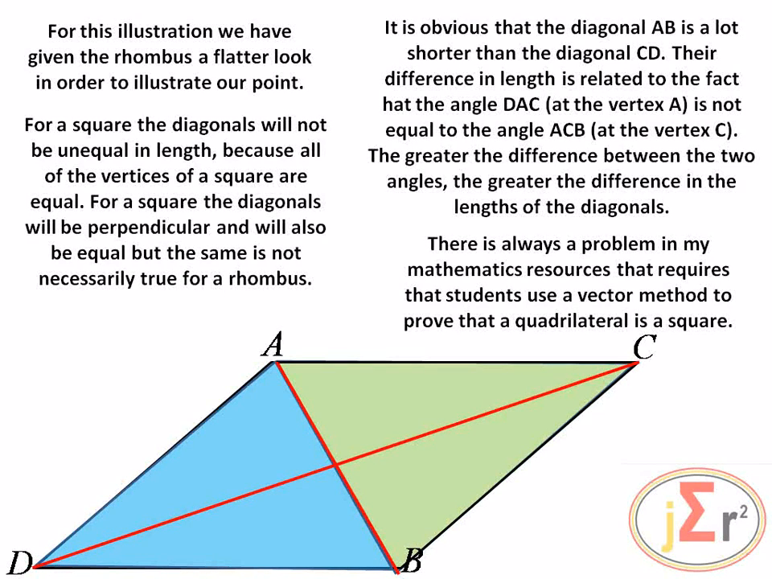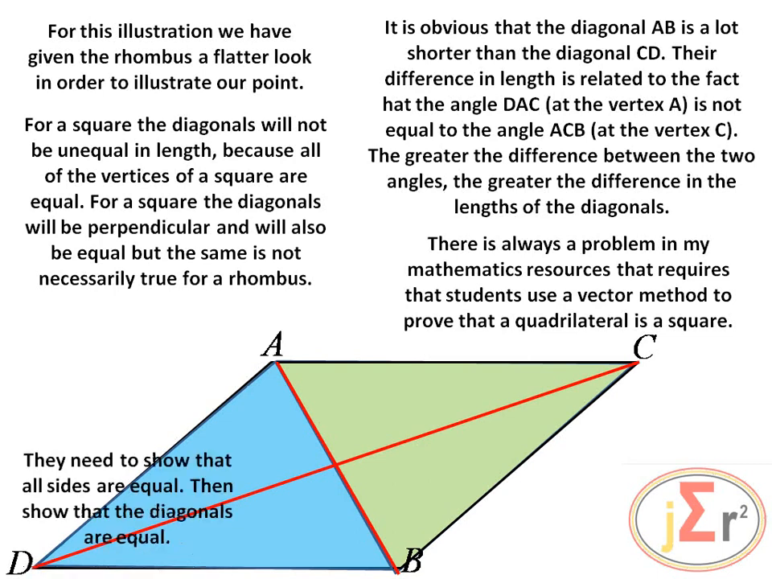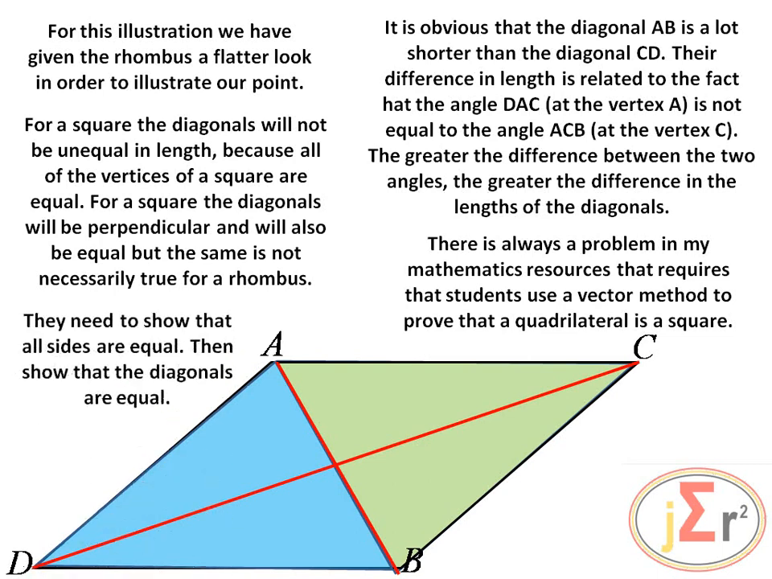Show that a particular quadrilateral is a square. How do we do that? They need to show that all sides are equal. So in a square, all sides are equal. However, in a rhombus, all sides are equal also. So to finish proving that the quadrilateral is a square, they need to show that the diagonals are equal.